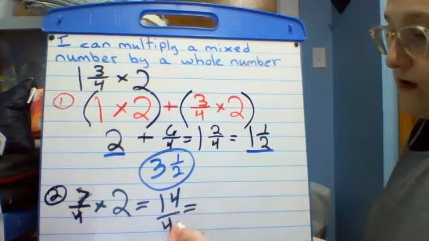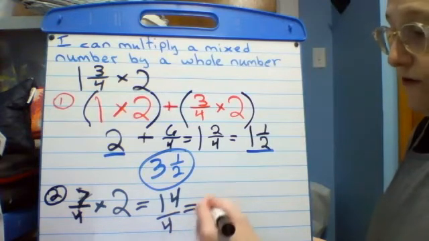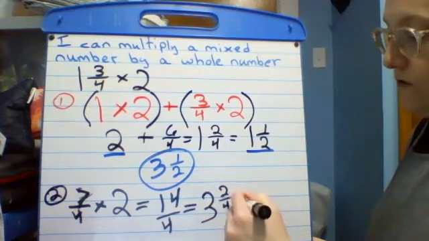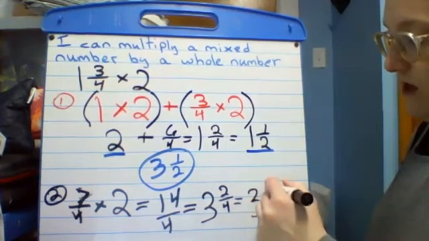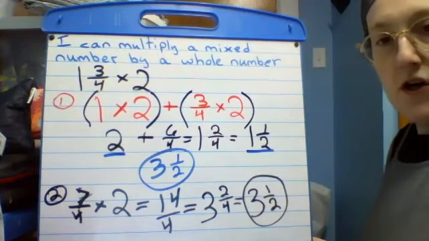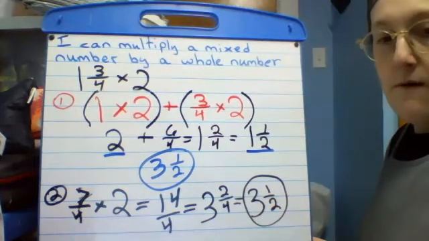Well, 3 wholes would be 12/4. So that's 3 wholes and 2/4, which is simplified to be 3 1/2. So we get the same answer using both strategies.